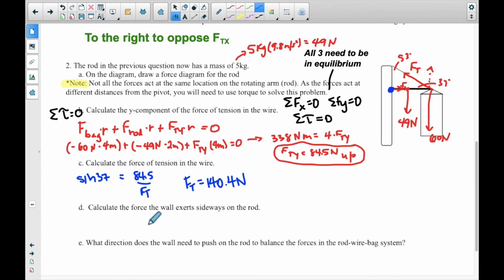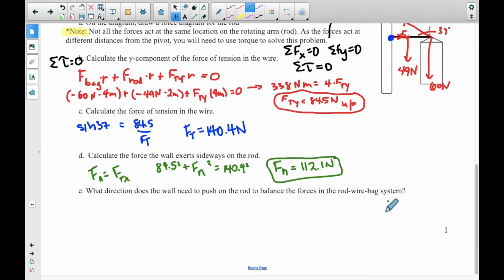The other force that we're looking at is the force the wall exerts sideways on the rod. And again, that's going to be the horizontal force. So if you think about what that would be equivalent to, you have a couple of options for how to solve that as well. Take a look at your diagram and see what you can come up with for the force of tension in the x direction. Okay, so you should have found the normal force to be 112.1 newtons. I did the Pythagorean theorem, but again, there's a variety of options you could have used there.